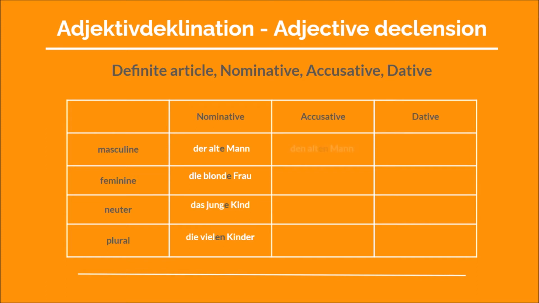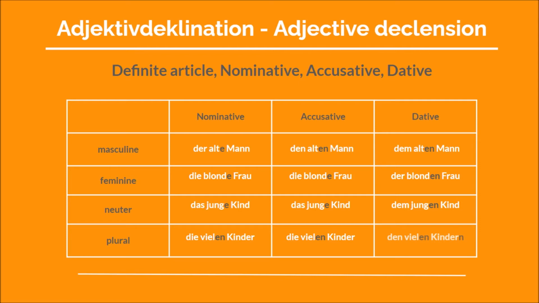For accusative, we say den alten Mann, die blonde Frau, das junge Kind, die vielen Kinder. So for masculine nouns and for nouns in plural, we need the adjective ending en. In dative, it's always en. Dem alten Mann, der blonden Frau, dem jungen Kind, den vielen Kindern.